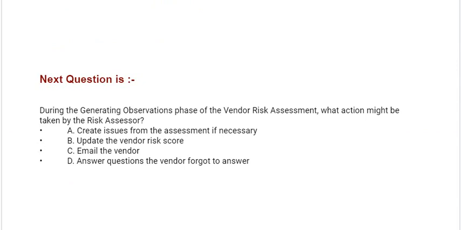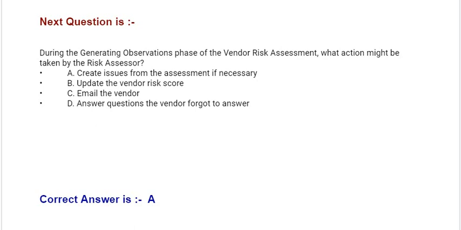Next question is, during the generating observations phase of the vendor risk assessment, what action might be taken by the risk assessor? Option A. Create issues from the assessment if necessary. Option B. Update the vendor risk score. Option C. Email the vendor. Option D. Answer questions the vendor forgot to answer. Correct answer is option A.